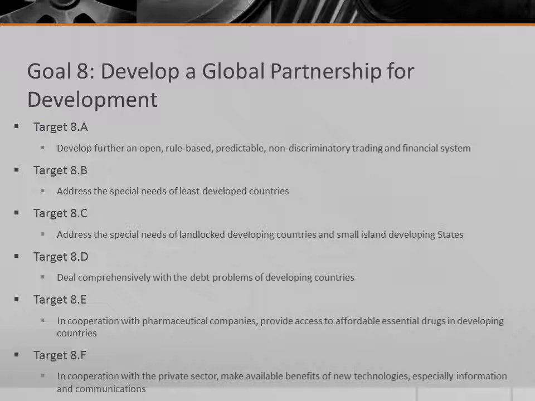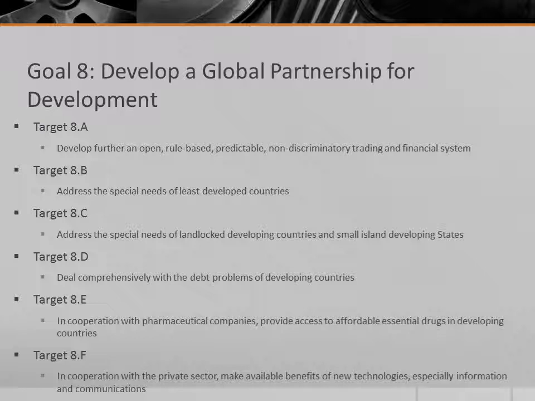So I'm going to read through the targets and I'm going to give you one specific example of a statistic that we could use to measure this. The first target: develop further an open, rule-based, predictable, non-discriminatory trading and financial system. Address the special needs of least developed countries. We saw that on the Human Development Index. Address the special needs of landlocked developing countries and small island developing states. We saw those on the Human Development Index. Deal comprehensively with the debt problems of developing countries.